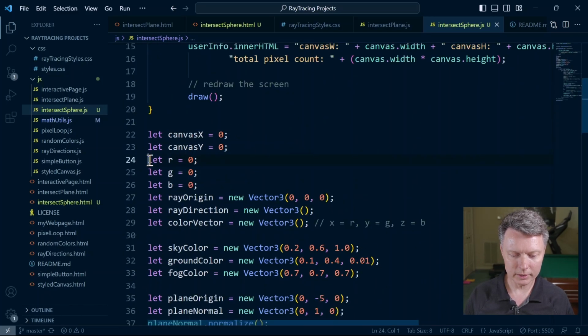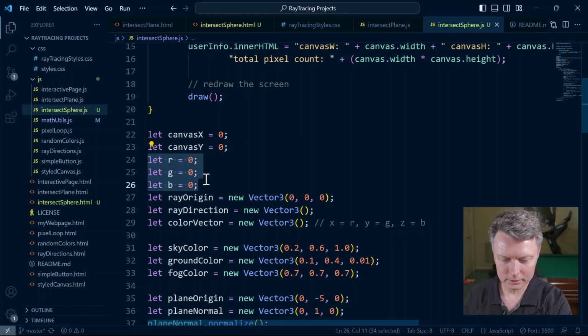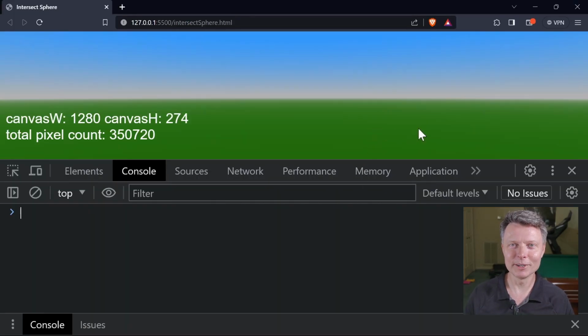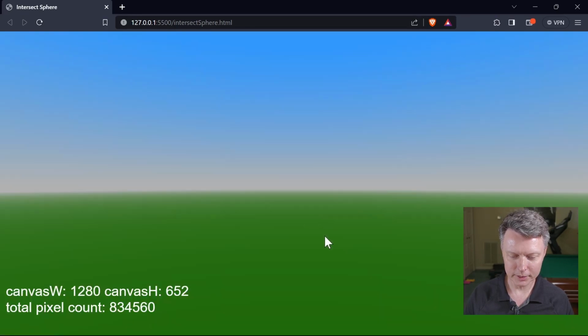So let's take out let R all the way down to let B. So those three lines can be safely removed. We will not need those. So let's delete those. Okay, and now let's go back into our demo and see if it complains anymore. Hey, all right, it works. So I'm gonna get rid of the console here and it should re-render. All right, awesome. So we're back to parity. So now we got everything working and we're ready to add our new sphere shape to our scene.